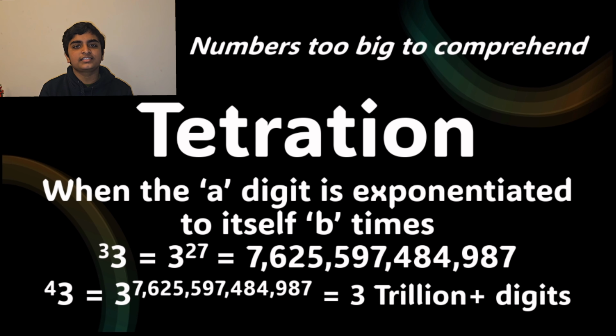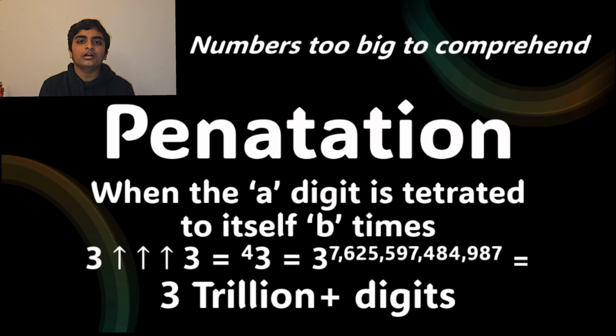The next on the list is tetration, which is repeated exponentiation. 3 tetrated to 3 is the same as 3 to the power of 27, which equals 7.6 trillion. However, if you change the digit on the top left corner from a 3 to a 4, you get 3 tetrated to 4, which is the same as 3 to the power of 7.6 trillion, which is a number that is 3 trillion digits long.